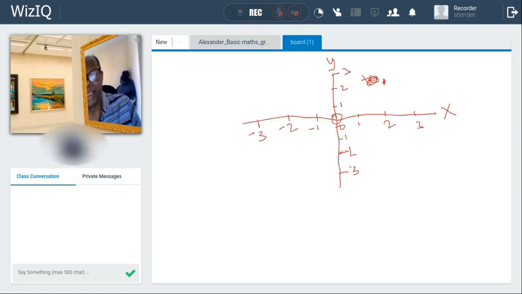So this is quadrant 1. This is quadrant 2. This is quadrant 3. This is quadrant 4. In quadrant 1, both x and y are positive. In quadrant 2, y is positive, but x is negative. In quadrant 3, both x and y are negative. While in quadrant 4, y is negative, but x is positive.